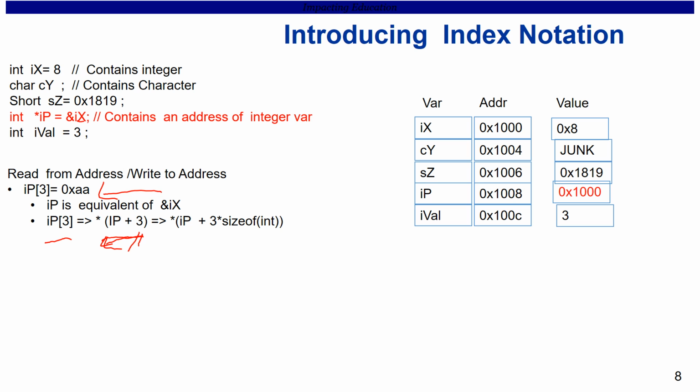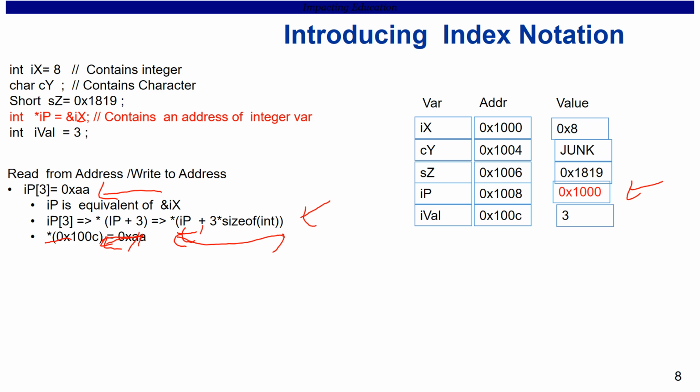Like we learned in the previous class, when you do pointer arithmetic, it boils down to the following integer arithmetic. So IP plus 3 would boil down to the value of IP plus 3 into size of integer. Why? Because IP contains the address of an integer. So which location is it going to access? Let's see further. If IP is 1000 plus 12, assuming the size of integer is 4, that will be nothing but 1000 and C.